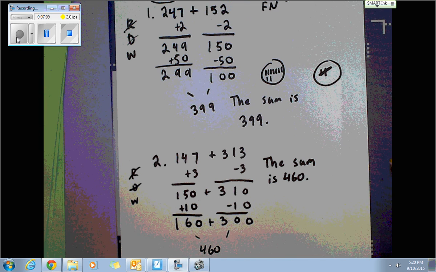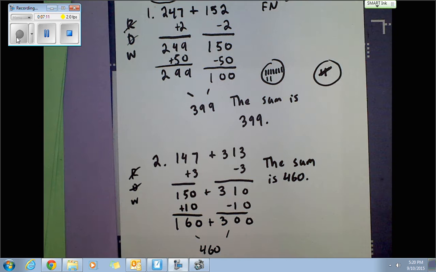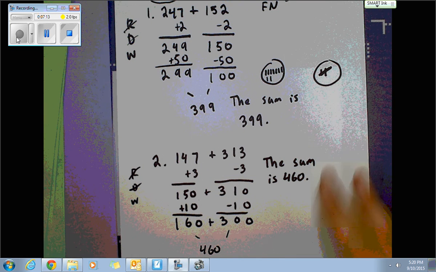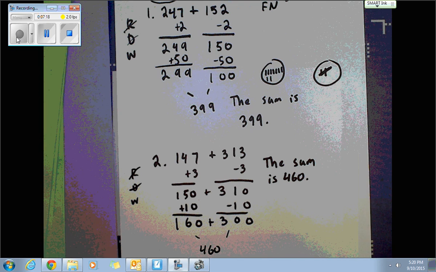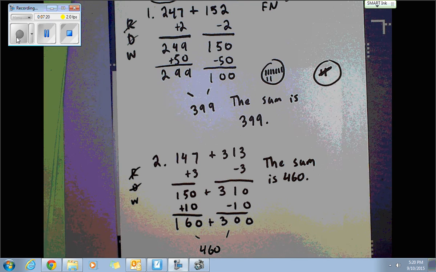But ultimately, friendly number or place value, the one you use, should be the one you're most comfortable with. So don't force it. Use what actually helps you solve the problem.